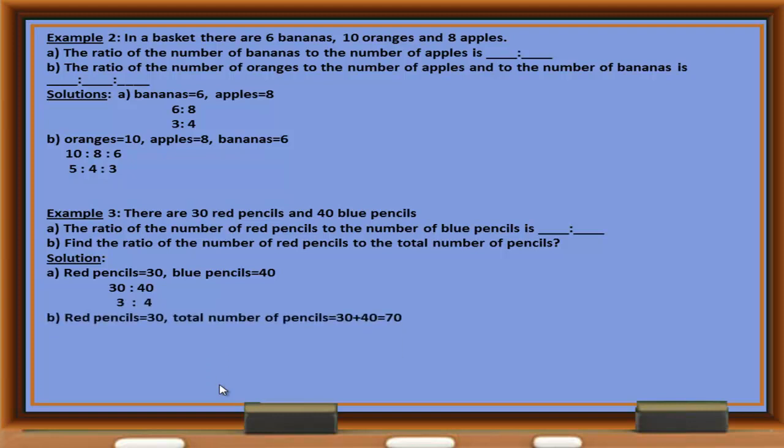B. Red pencils is equal to 30. Total number of pencils is 30 plus 40 is 70. Then 30 to 70. We simplify by 10. It will give us 3 to 7. The ratio is 3 to 7.